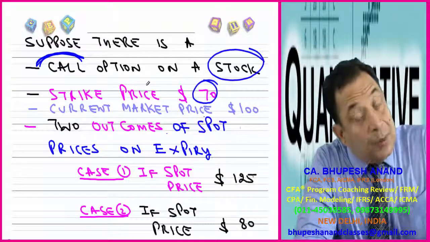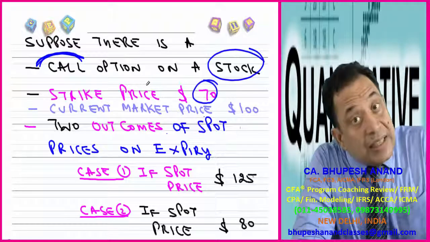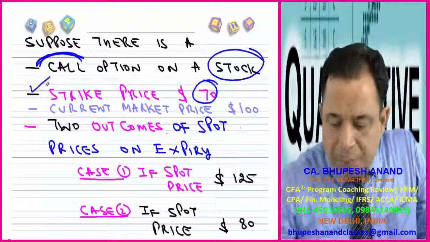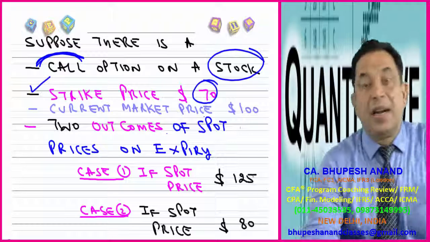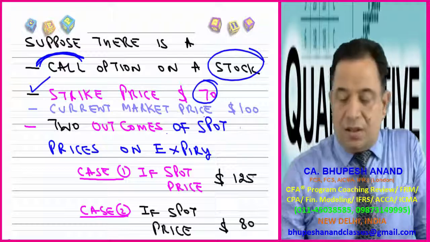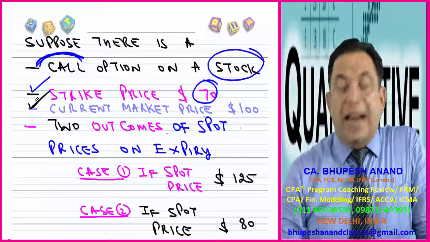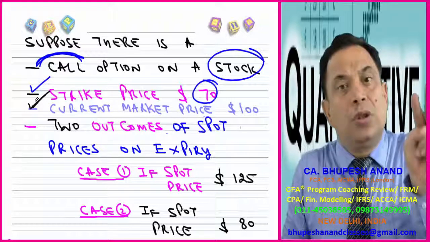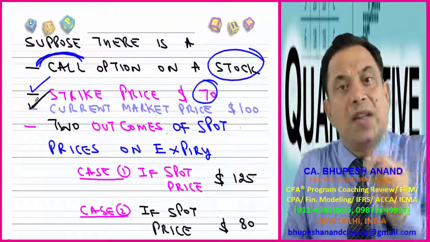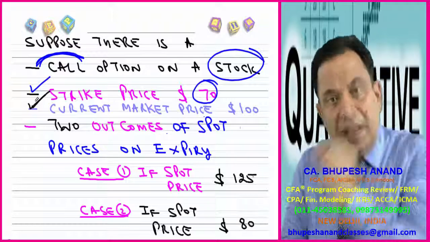Please write down this case study because this will clear your concepts. Supposedly, the strike price is $70 and the current market price is $100. There are two outcomes possible on the maturity date: either the spot price will increase or the spot price will decrease.